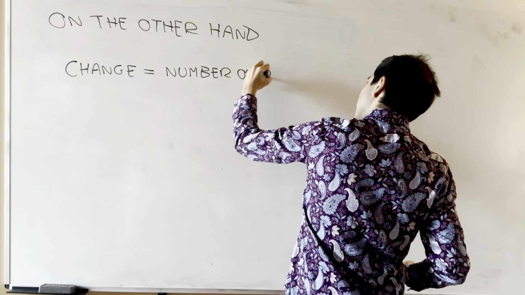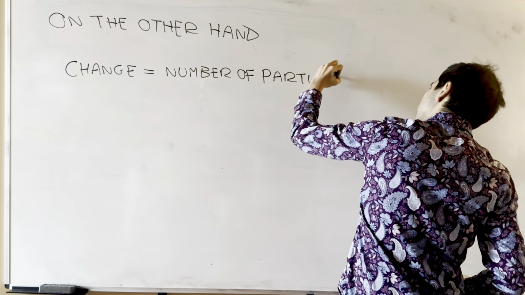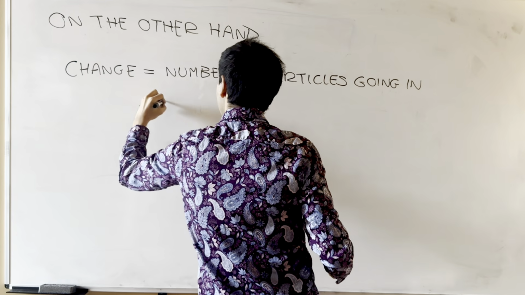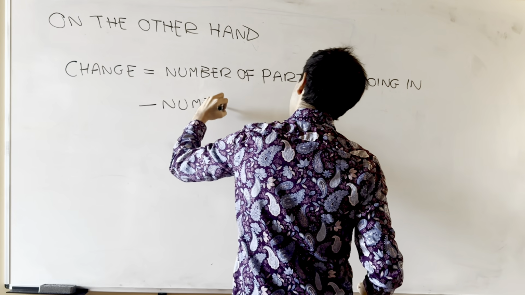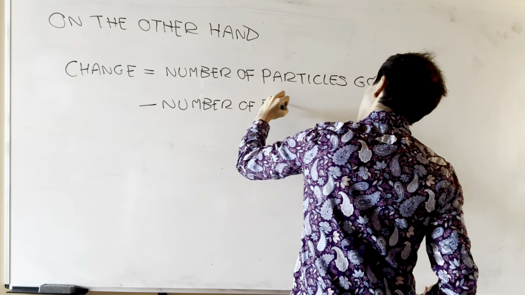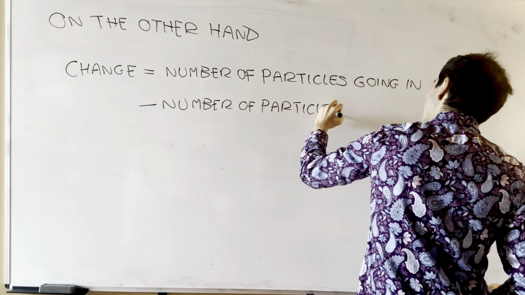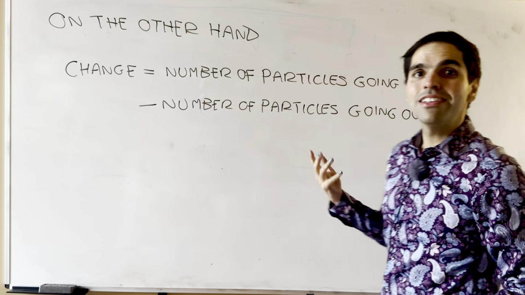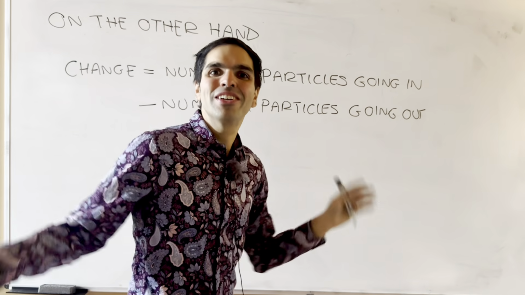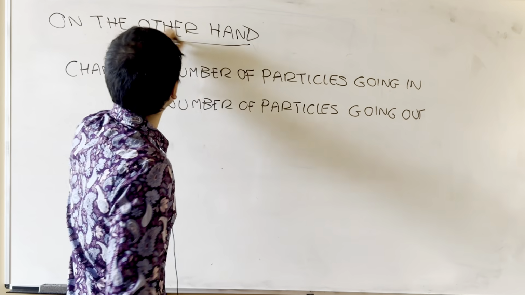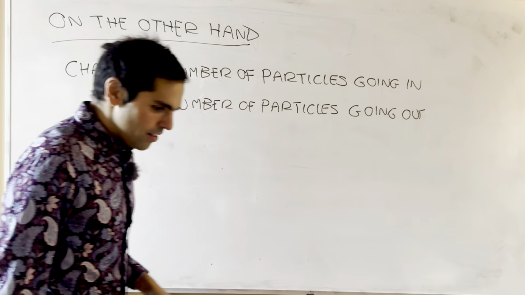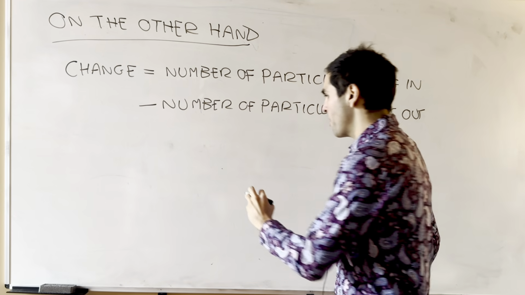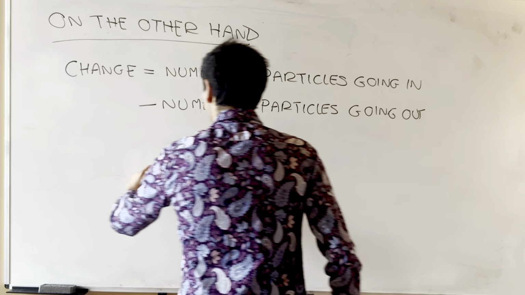So the number of particles going in minus the number of particles going out. It's the famous in and out equation, not to be confused with the delicious burger place. Let's just calculate the number of particles going in and the number of particles going out based on our model.